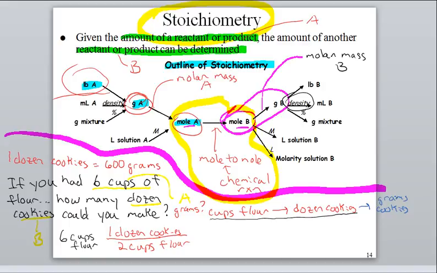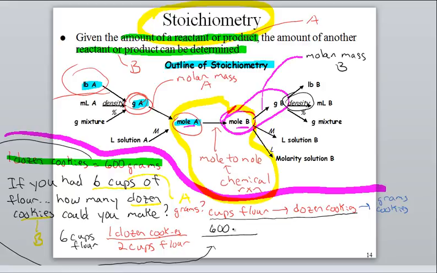How would we do that? Well, we know we have 3 dozen cookies. Where's that relationship? Oh, it's up here. This is analogous to molar mass. 1 dozen cookies equals 600 grams. So we'll take that relationship and make another conversion factor.